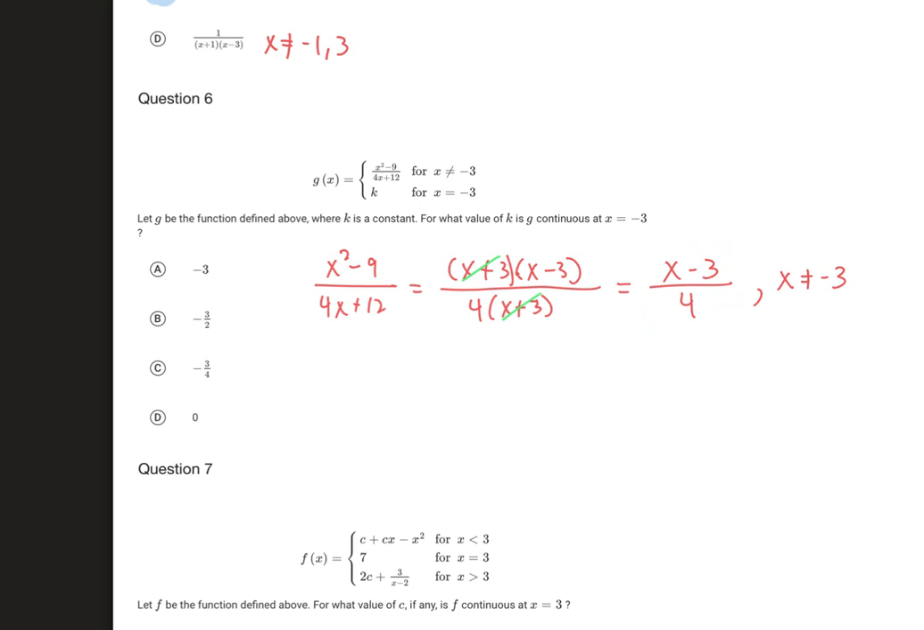So if you do, so just make k equal to -3 minus 3 over 4. It's -6 over 4, and that's -3 over 2. Okay, so that's B.